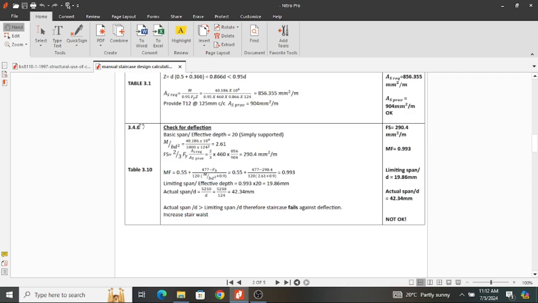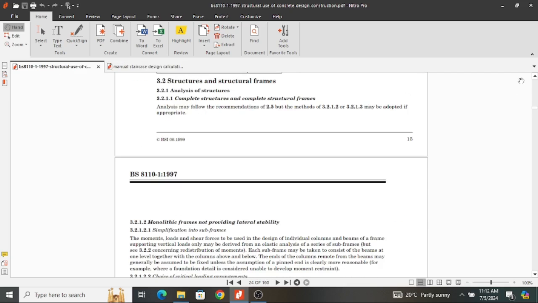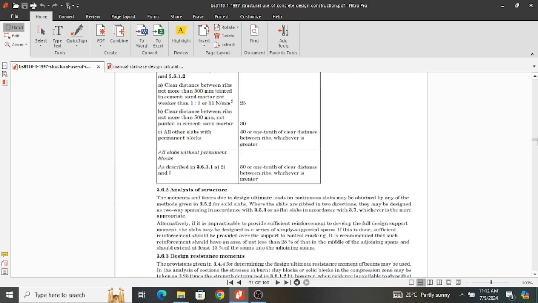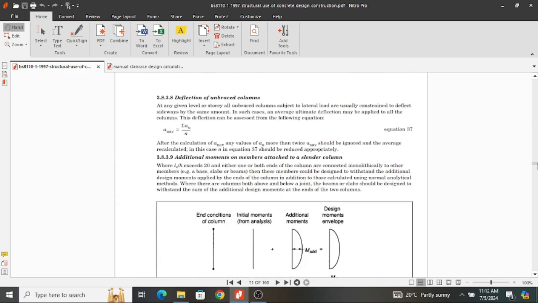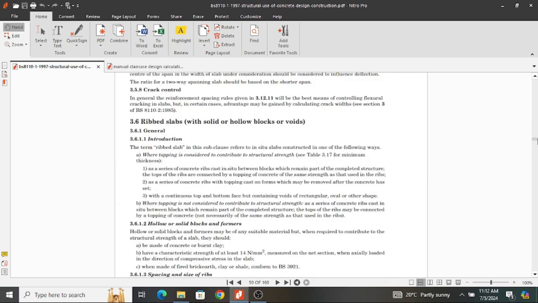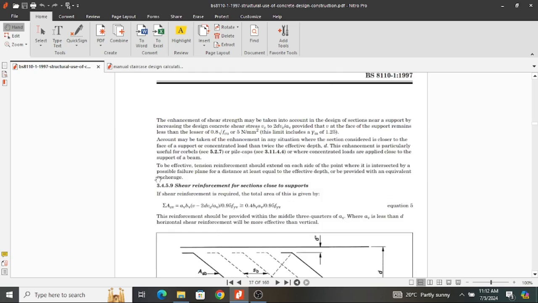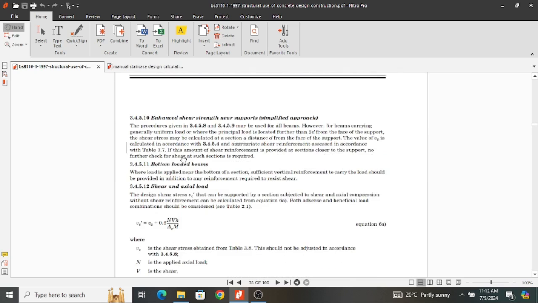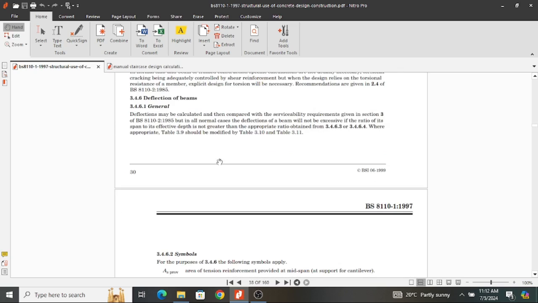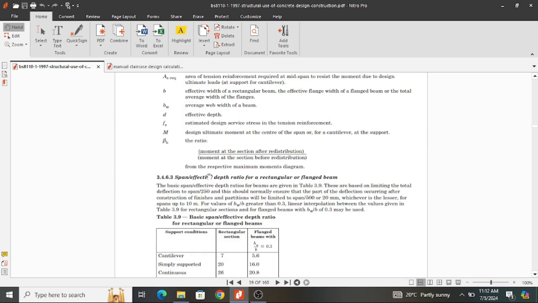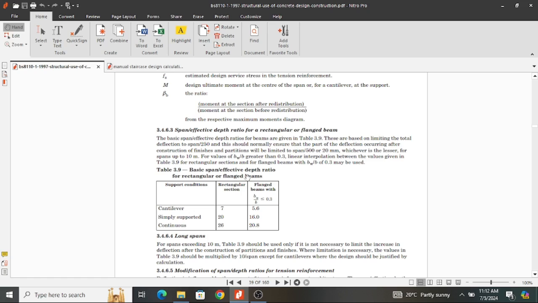This is obtained from 3.4.6, which we can quickly rush there. 3.4.6. This is 3.8, 3.5, right here. 3.4.6, deflection of beams. So this is what is going to guide us in this deflection.